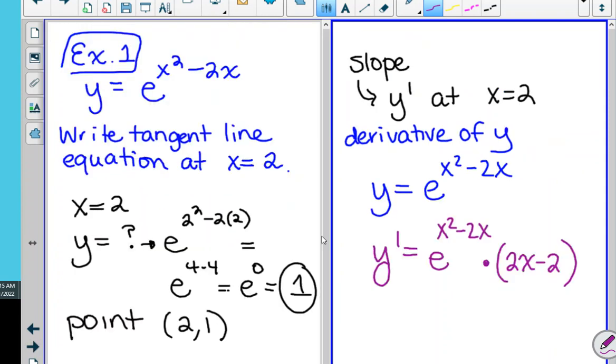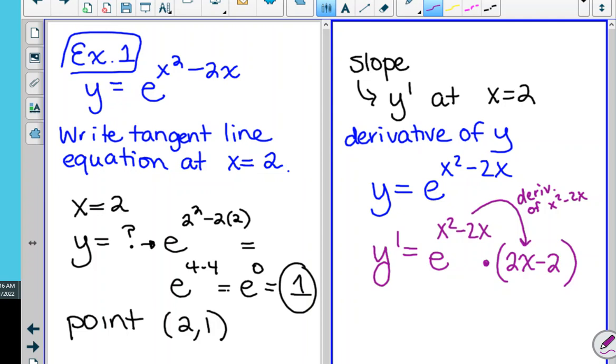Now, since we've got our new style of function, exponential function, not new, but new for calculus purposes, the way we take the derivative of e to a function is we basically leave it identical. The derivative of e to some function is e to that function, but then the derivative times the derivative of that function. So the reason we got that here is that's the derivative of x squared minus 2x.